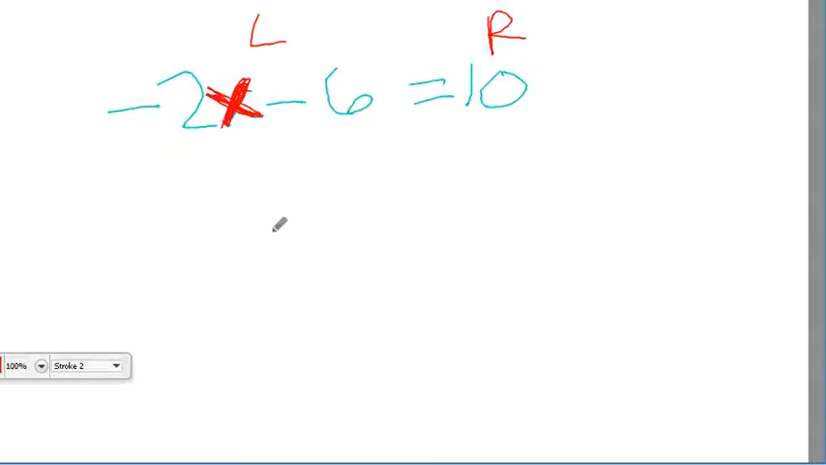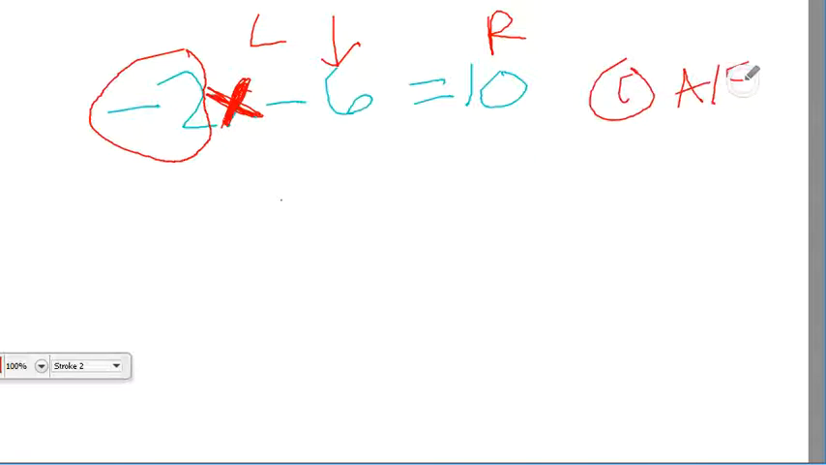When we solve an equation, we're trying to isolate the variable. So that means we want to get this x all by itself. We're going to have to get rid of the subtract 6. We also have to get rid of the multiplication of negative 2. We always get rid of the addition or subtraction part first. Then we get rid of the multiplication and division part. So here we go. Let's go ahead and solve this equation.